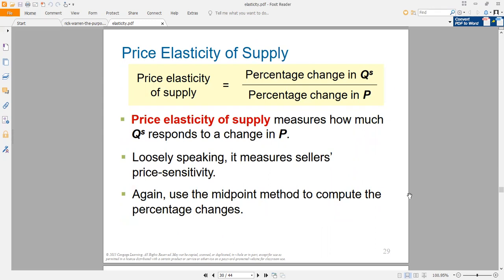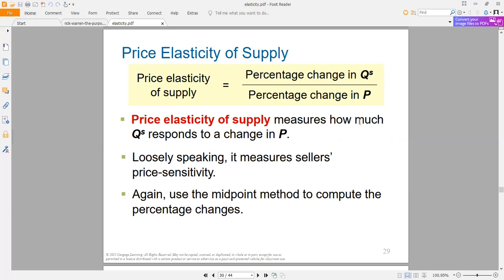All right. We look at price elasticity of supply. This is just the percentage change in quantity supplied over percentage change in price. It's just like demand, but here we are talking about producers or sellers. Price elasticity of supply measures how much quantity supplied responds to changes in price. In other words, it measures sellers' price sensitivity. How sensitive are sellers to changes in price? Here too, we can use the midpoint method to compute the percentage changes.